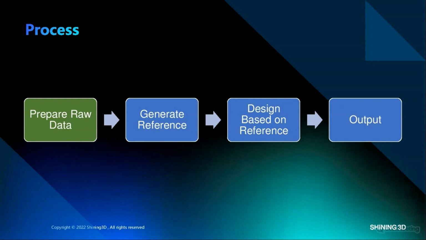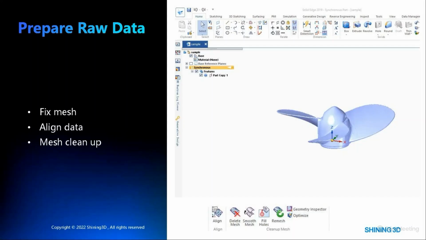We're going to go through the full process step by step. The first thing we're going to look at is how to prepare raw data in Solid Edge. Here's something you can do in Solid Edge for this step. Of course, part of it, like I said, you can do in the scan software. But generally, there are three things you can do in Solid Edge if you want to prepare raw data.